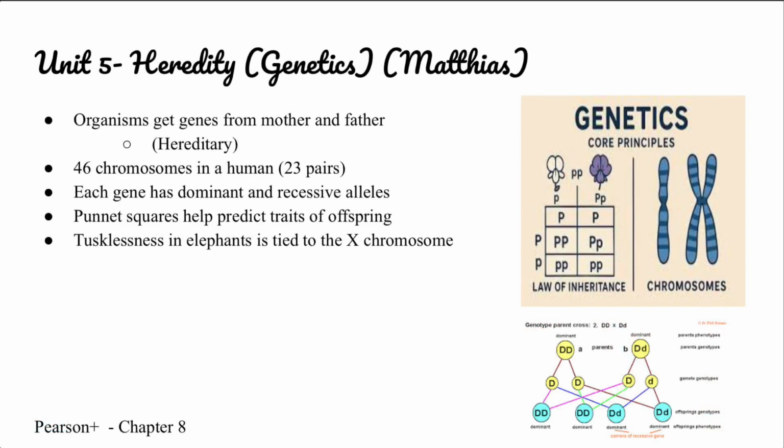Organisms inherit genes from both their mother and father, making traits hereditary. Humans have 46 chromosomes, or 23 pairs, that carry genetic information. Each gene can contain dominant or recessive alleles, which influence how traits are expressed. Scientists use Punnett squares to predict the traits offspring may inherit. In elephants, tusklessness has been linked to a gene carried on the X chromosome.